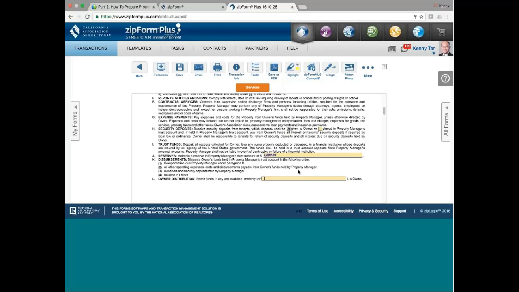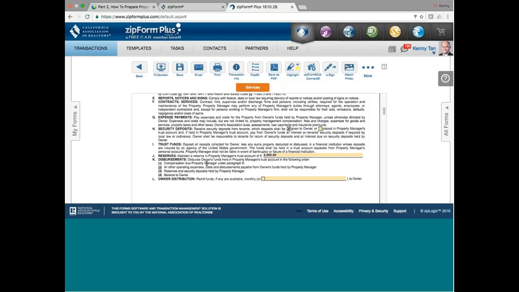As far as disbursement goes, there are some standard language here. Okay, now in terms of priority, money. How is money to be disbursed from the trust account? First of all, compensation to the property manager first. After the property manager is paid, next, operating expenses, costs and disbursements payable from owner's fund held by property manager. So after that is taken care of, the next item is reserves and security deposits held by property manager.